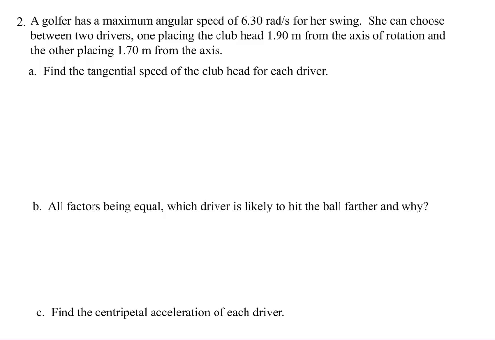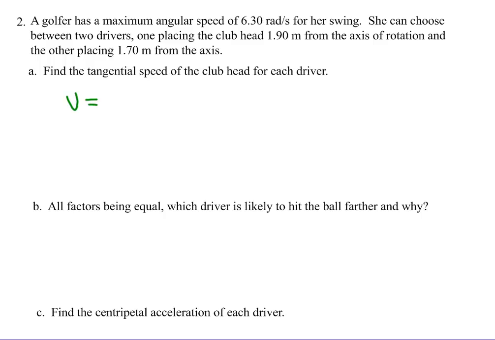All right, let's look at a problem here with a golfer having a maximum angular speed. We have 6.3 radians per second. We have two drivers she can choose, one that has a club head 1.9 meters from the axis of rotation, which is probably her hands. The other one's 1.7 meters from the axis, again her hands. We want to find out the tangential or linear speed for the club head of each driver.